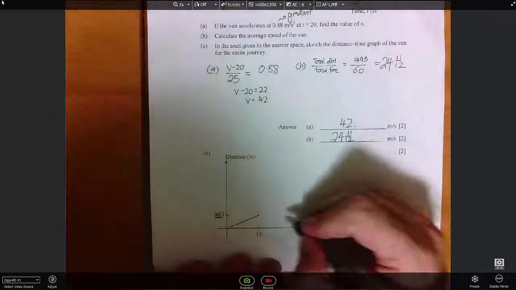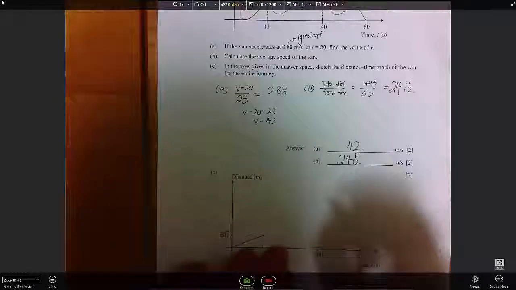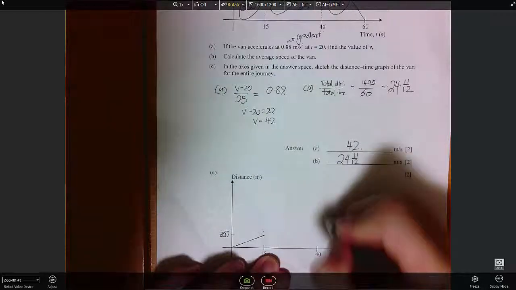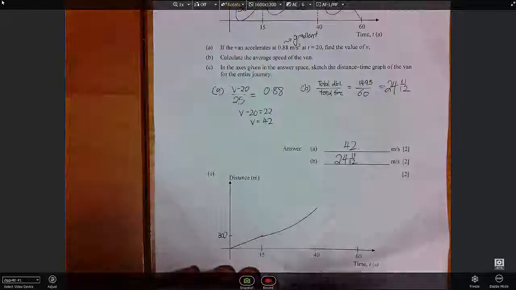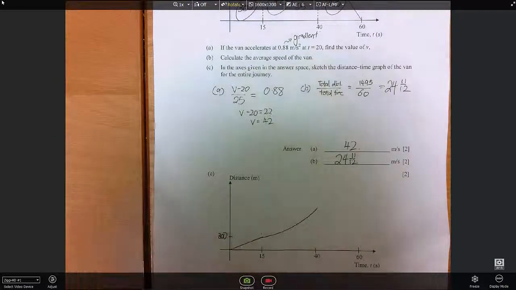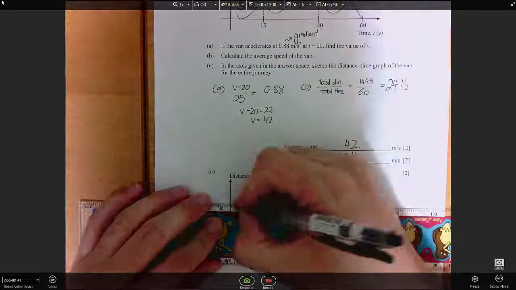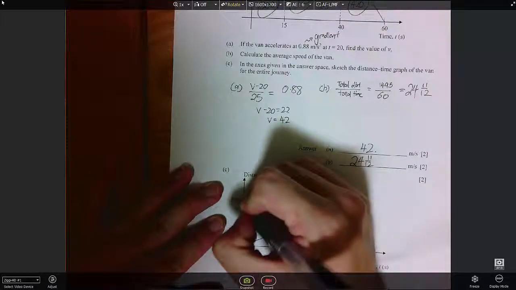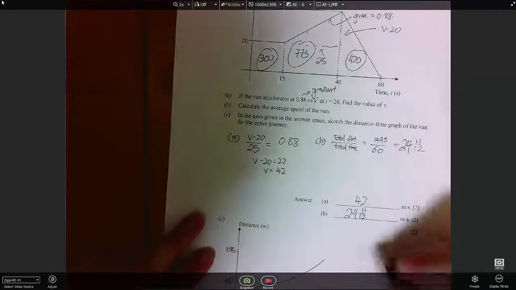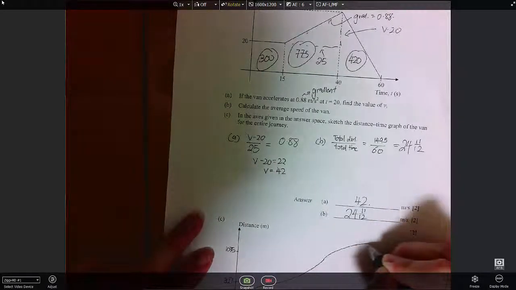Next one, 15 to 40. Speed increasing means the gradient of the distance-time graph should be increasing. So down here, I should draw something like this. Notice that it is a curve like this, and don't forget to label the distance at the side there. This is 300 plus 775, which gives me 1075 here. And lastly, decreasing speed means decreasing gradient. So it should be a curve like this.